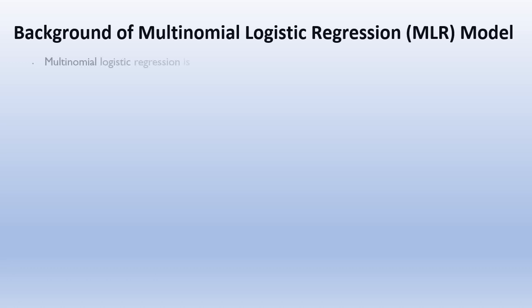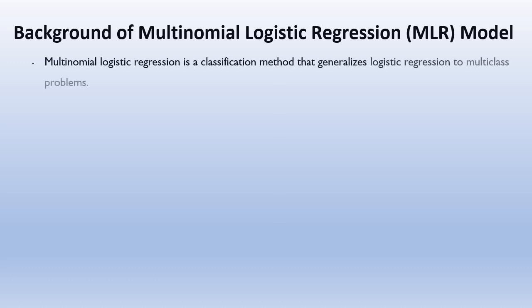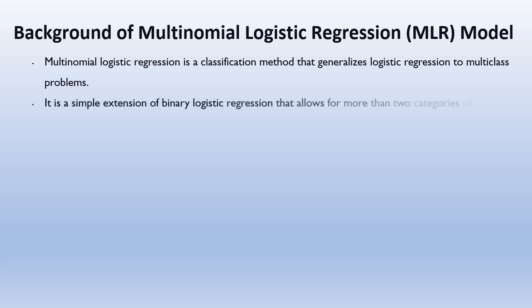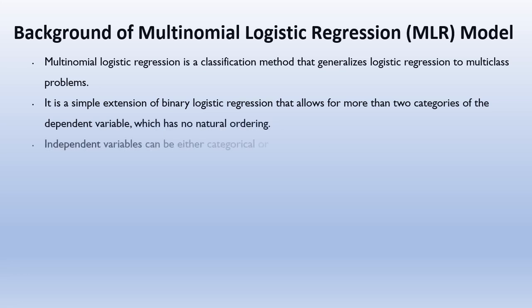Multinomial logistic regression is a classification method that generalizes logistic regression to multi-class problems. It is a simple extension of binary logistic regression that allows for more than two categories of the dependent variable, which has no natural ordering. Independent variables can be either categorical or continuous in multinomial logistic regression.